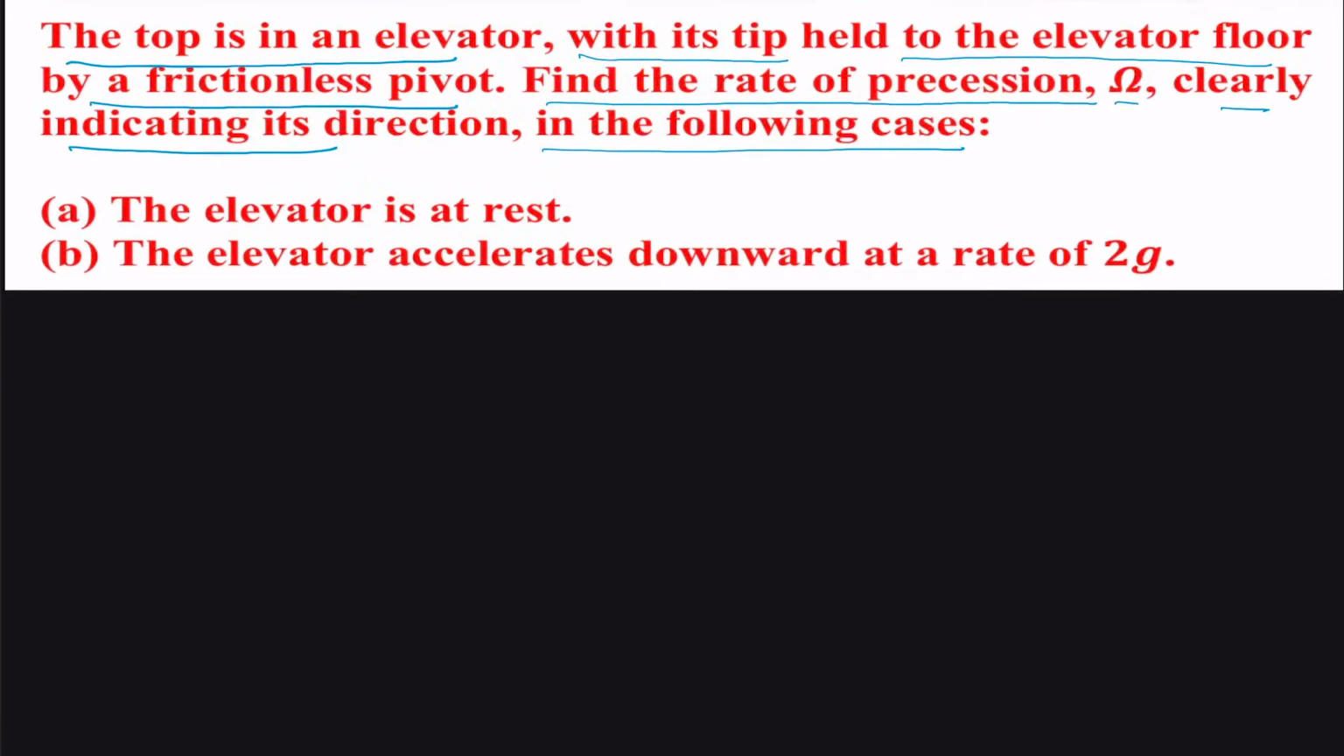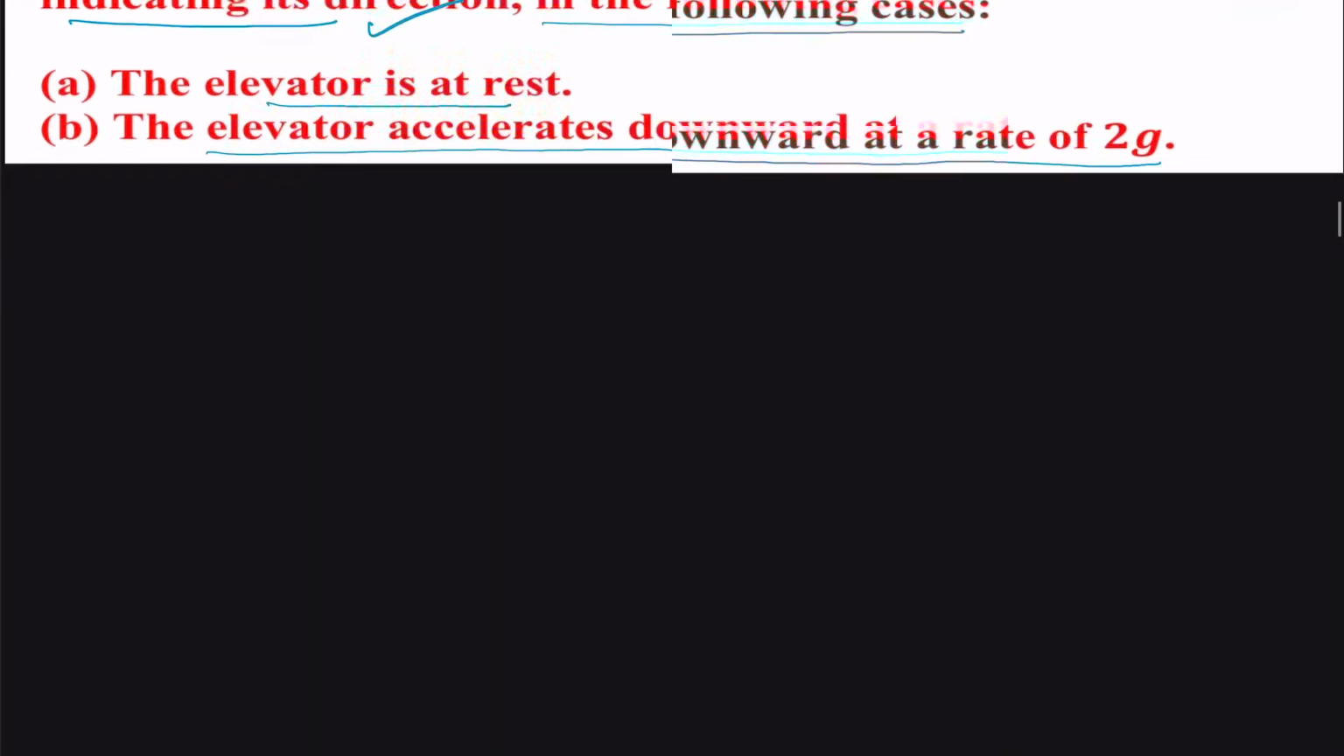So we have two cases. In both the cases we have to find out this precession, that is omega, along with its direction. First is that the elevator is at rest. Part B, the elevator accelerated downwards at a rate of twice g. So first let us draw the approximate figure and then we can just follow from there.